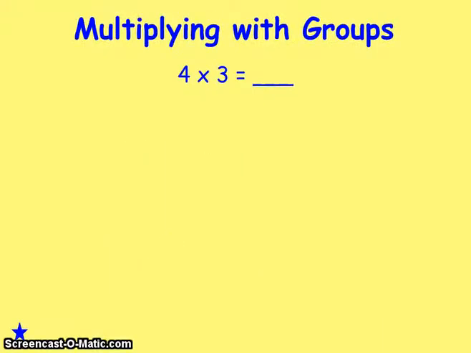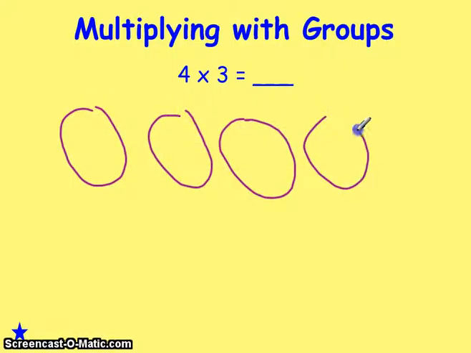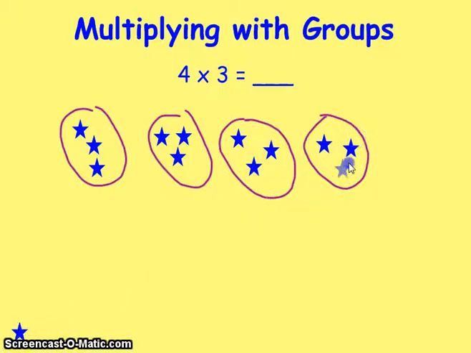First, we'll multiply using groups. Again, 4 times 3 is telling me I have 4 groups of 3, so I'll draw my groups. And I'll put 3 in each group. Again, like the repeated addition, I can look at my groups and think 3 plus 3 plus 3 plus 3 is 12.